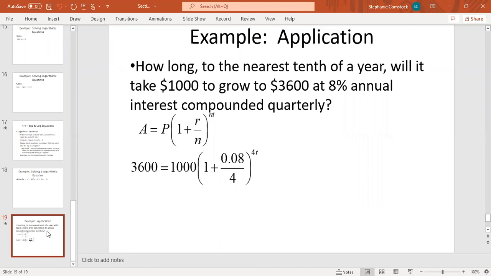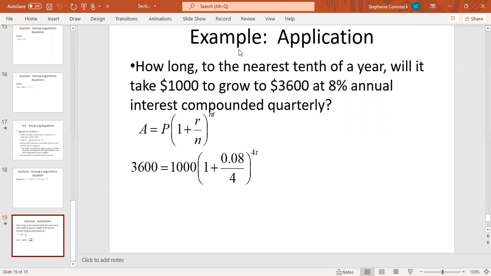Remember that A is the amount that we're ending with, P is the principal or the amount that you put in, r is your rate in its decimal form, n is the number of compoundings, it is used twice in the formula, and t is time, generally in years. So we're going to put our 3,600 in there for A. We are going to put our 1,000 in there for P since that's what we're starting with. We've got our 0.08 because when we take that 8% and bump it back twice, that gives us 0.08. Divide by 4, and then we have 4t up there.